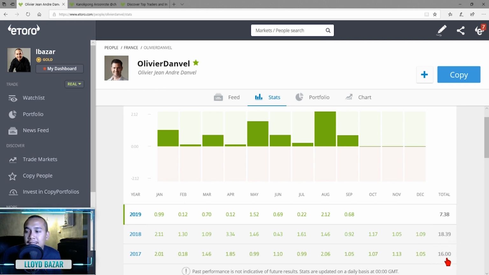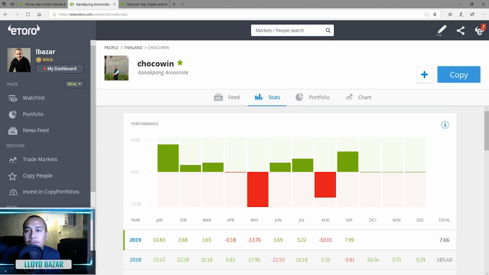2017, he earned $16. There are also people who gain a lot in a year. For example, Chocowin again, 2019, he is only up 7.66. But 2018, look at this, 185% gain for 2018. Right? 185%, meaning you almost tripled your money in a year if you copied him. But previous performances are not a basis for future performances, so you have to consider that also.